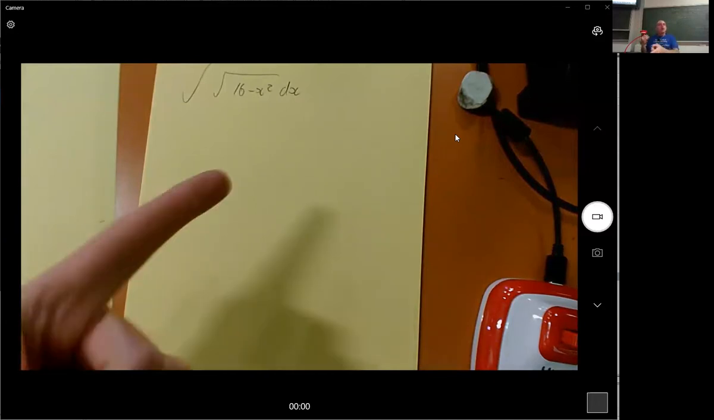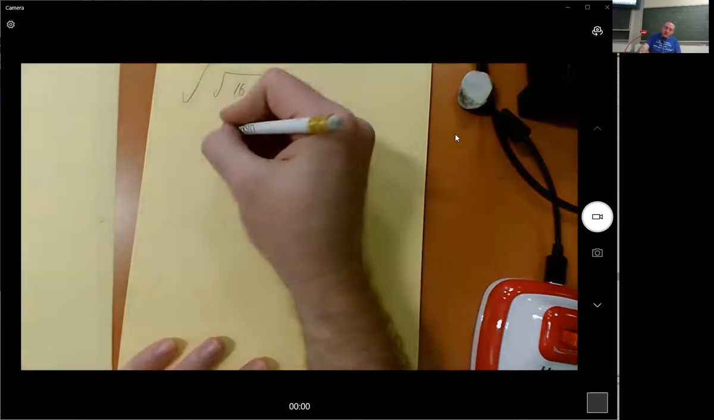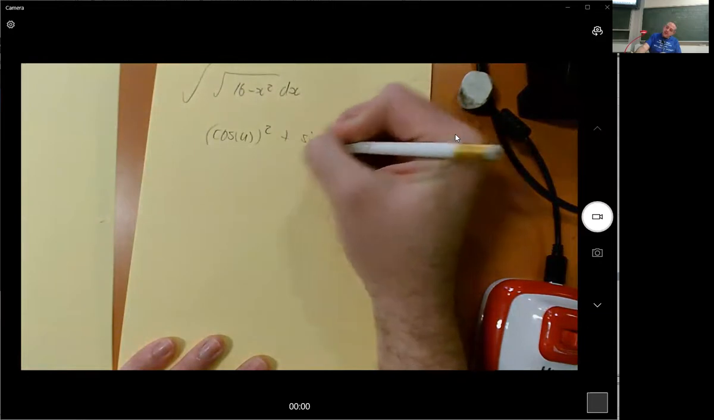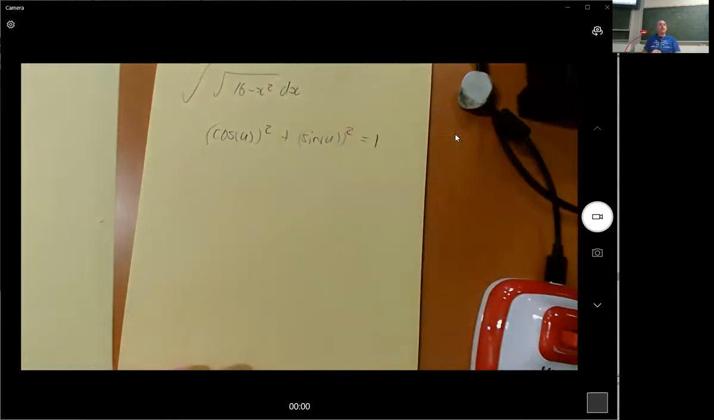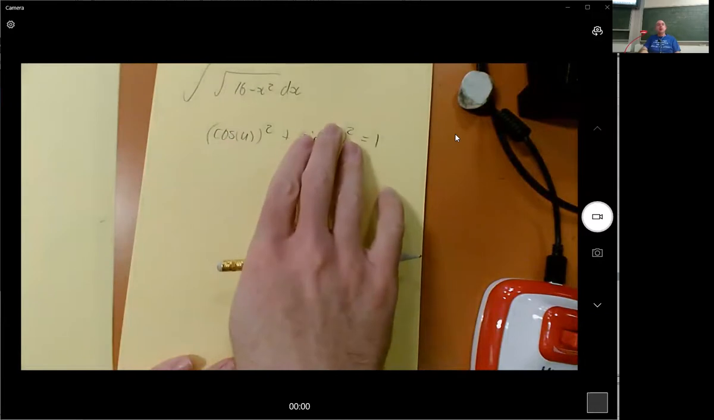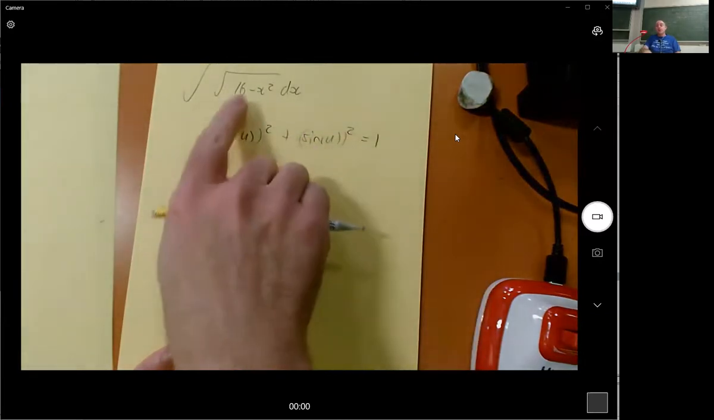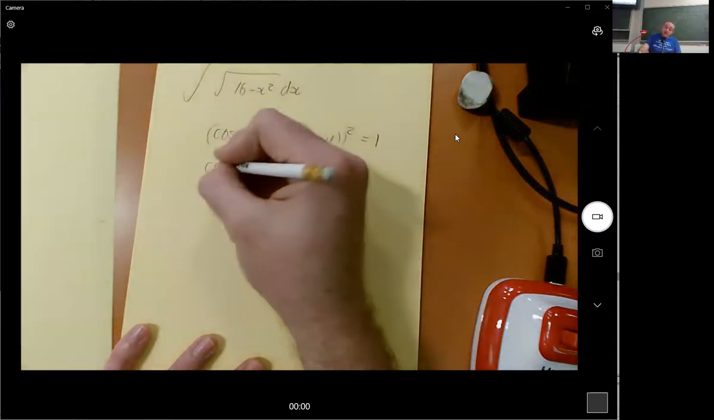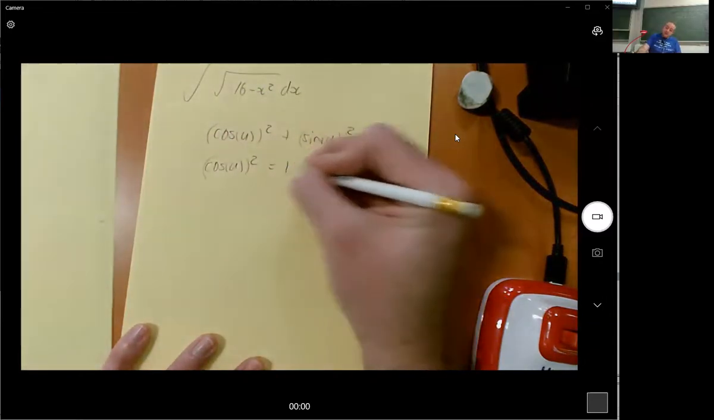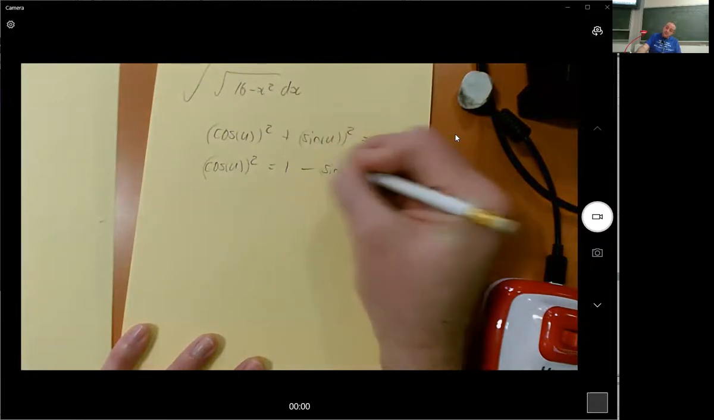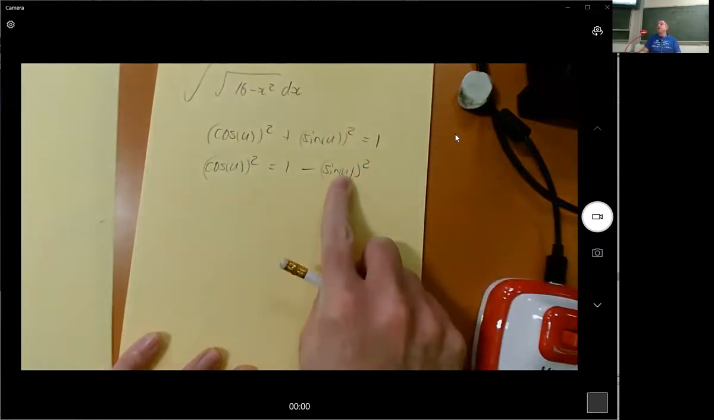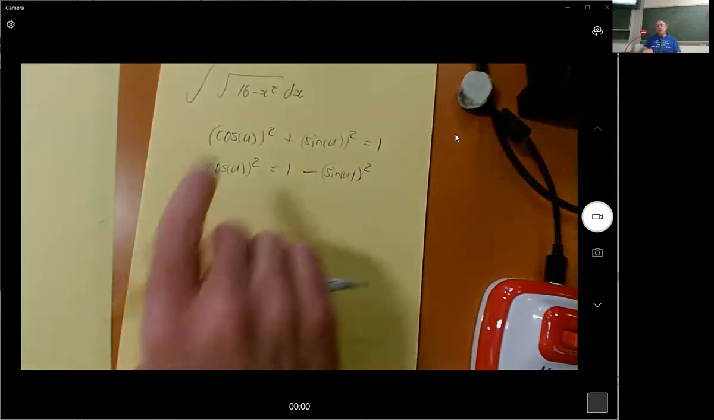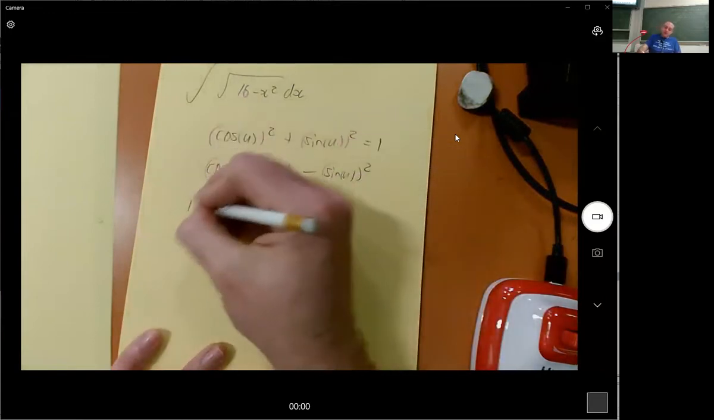And that looks like a trig identity, right? If I had cos of u squared plus sine of u squared, that would be one. And look, variable squared plus variable squared equals one. What we have here is number minus variable squared. That's cool, I can arrange that. But I don't have a one in this spot here. I've got a 16. So I'll just times everything by 16.